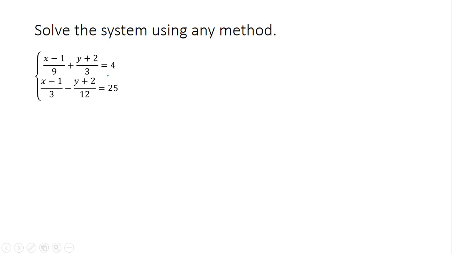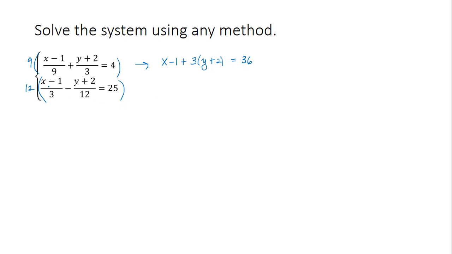We first need to rewrite this system with equations that do not have fractions. We can multiply the first equation through by the least common denominator of 9, and the second equation we will multiply through by the LCD of 12. So notice that 9 times x minus 1 over 9 just gives us x minus 1, plus 9 times y plus 2 divided by 3 gives us 3 times y plus 2, and then is equal to 9 times 4, or 36.